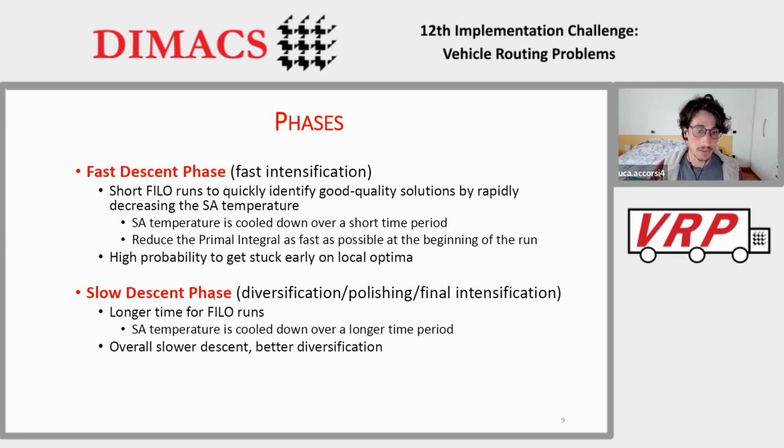Then there is this slow descent phase that can be intended as a sort of diversification, polishing, but also final intensification, in which we just perform longer runs of FILO. So it's more likely that we obtain a better diversification and hopefully a better final solution.